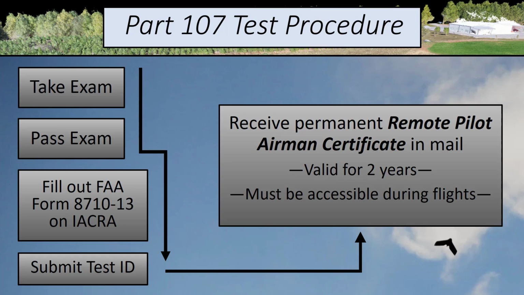The form will basically ask a variety of relevant questions and then ask for your 17-digit Knowledge Test Exam ID, which can take up to 48 hours from when you pass the exam to show up in IACRA. So give it a couple of days after you take the exam before trying to fill out the online form. Once the form has been completed, submitted, and processed, then a permanent remote pilot certificate will be sent to the applicant via mail. This license will remain valid for 2 years, and then you'll need to take a recurrent knowledge exam to renew it.